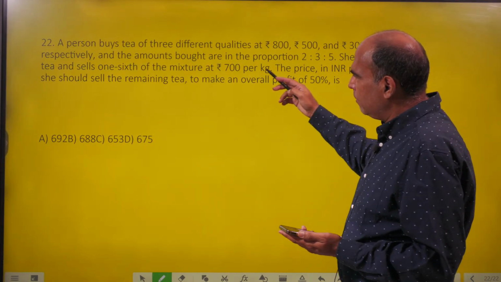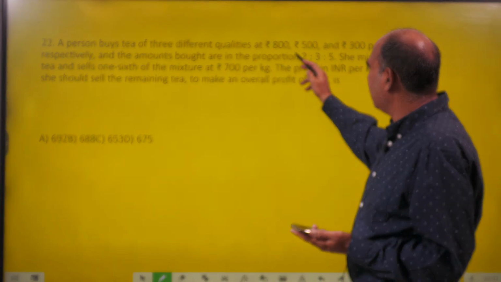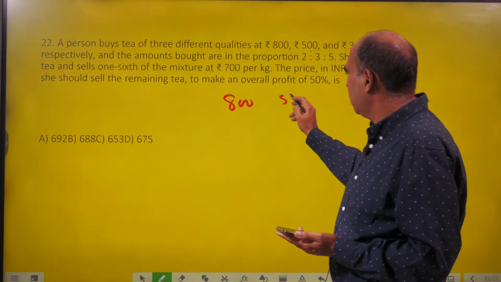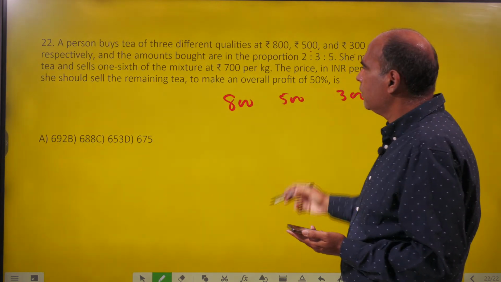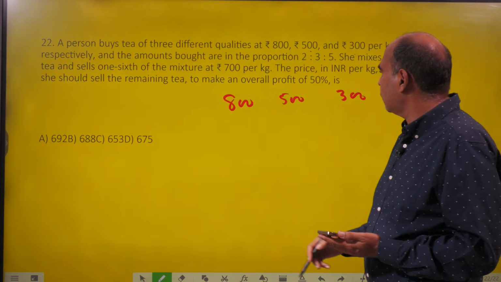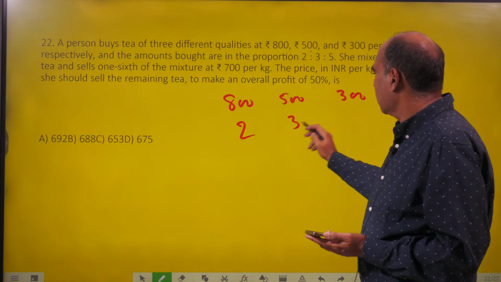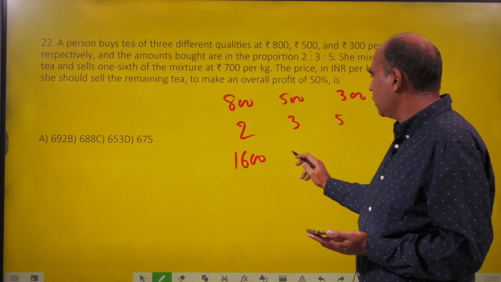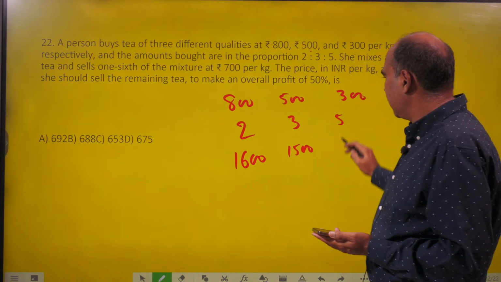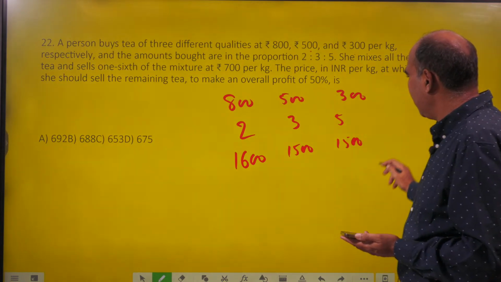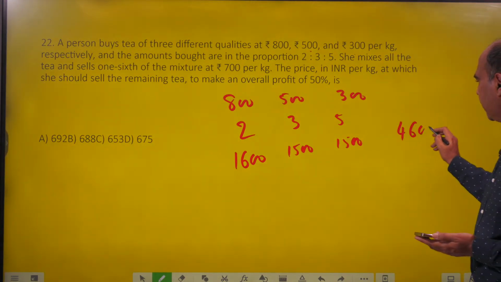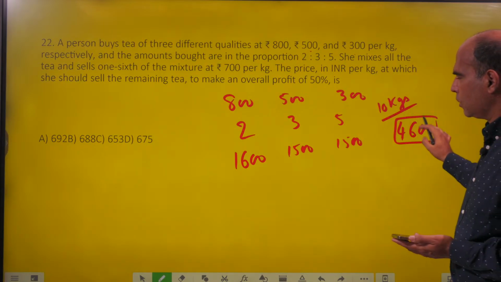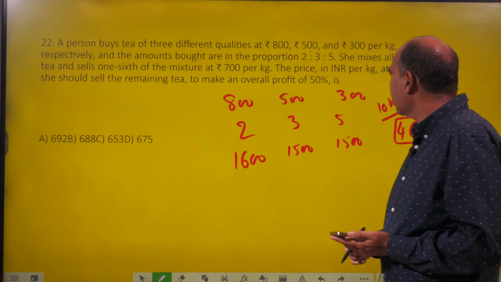So a person buys tea of 3 different qualities at 800, 500 and 300 rupees per kg. And the amounts bought are in proportion of 2:3:5. So if I buy 2 kgs of this, I am spending 1600. I buy 3 kgs of this, I am spending 1500. I buy 5 kgs of this, I am spending 1500. So I am spending a total of 4600 rupees to buy 10 kgs, which means my average cost per kg is coming out as 460.